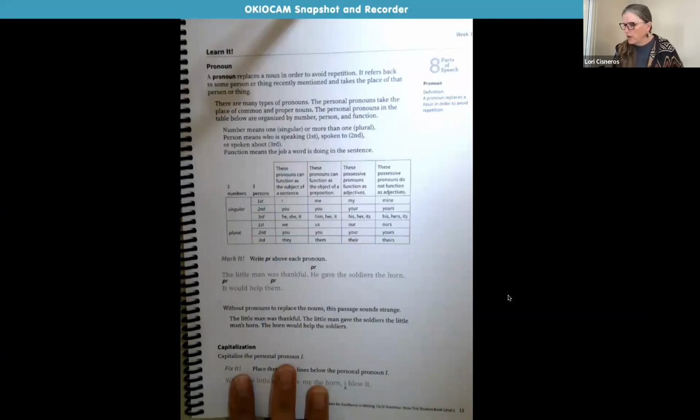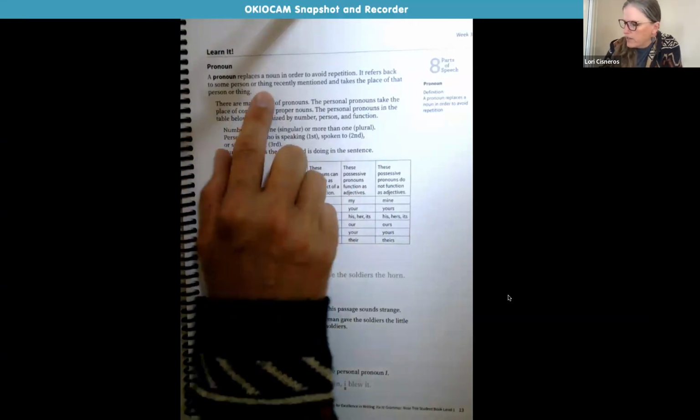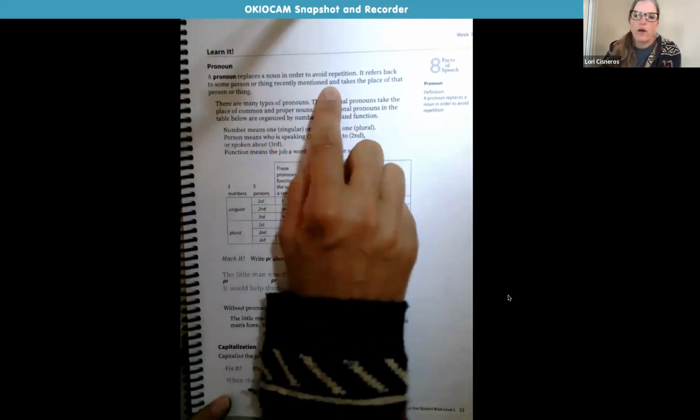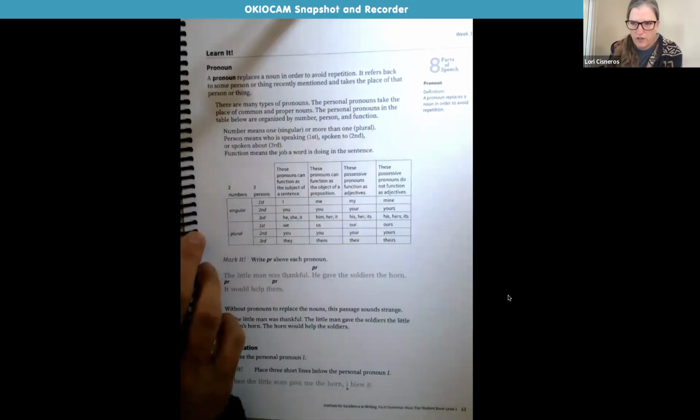Okay, so we're talking about pronouns in our grammar book, and we are on page 13. It says a pronoun replaces a noun in order to avoid repetition. So like if you're talking about a dog, you don't want to say the dog ran across the yard, the dog caught a squirrel, the dog saw a bird, you know what I mean? It'd be boring to read something like that.